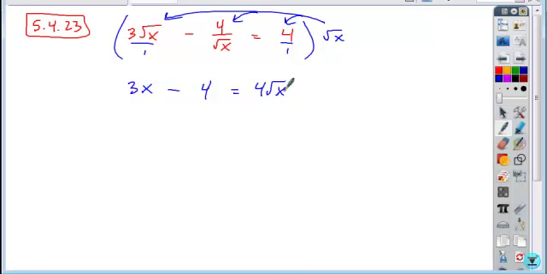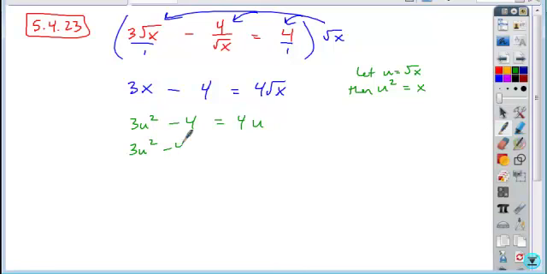Now, once I get to this point, I can choose one of two methods. Is my lesser power exactly half that of my greater power? So I can use u substitution here. One possibility is to say we let u equal root x. If that's the case, then u squared is going to equal x, and I get my equation 3u squared minus 4 equals 4u. And I can solve as the quadratic type that this forms.